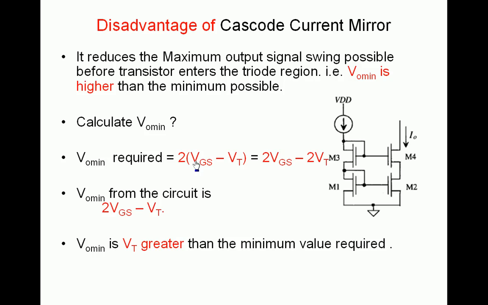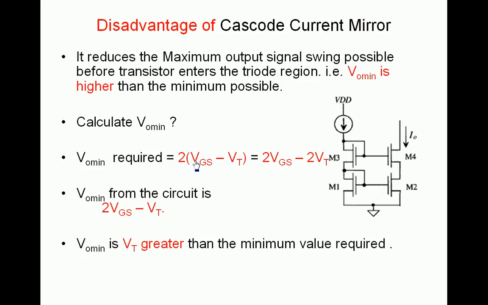Now we will consider the disadvantage of the cascode current mirror. The main disadvantage is that it reduces the maximum output signal swing. Maximum output signal swing is simply VDD minus V0 minimum. If V0 minimum is large, then the swing is less. This cascode current mirror gives V0 minimum as very large. Whatever we expect, it won't give; it gives somewhat more than that.